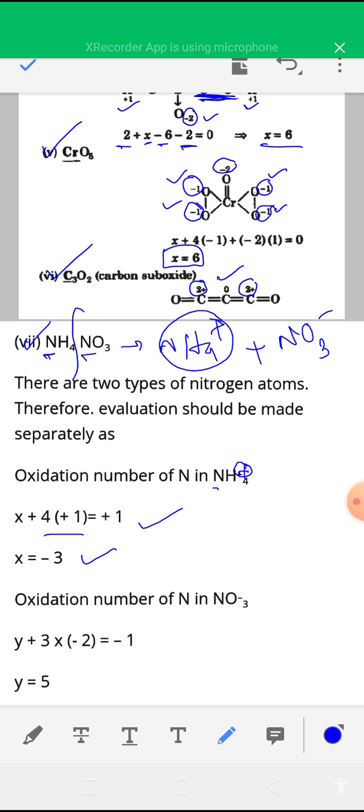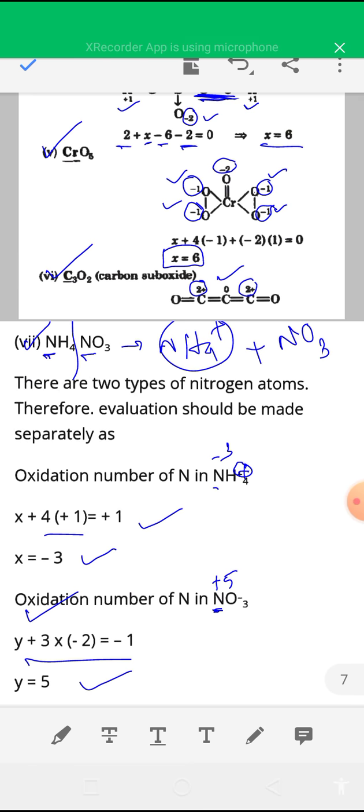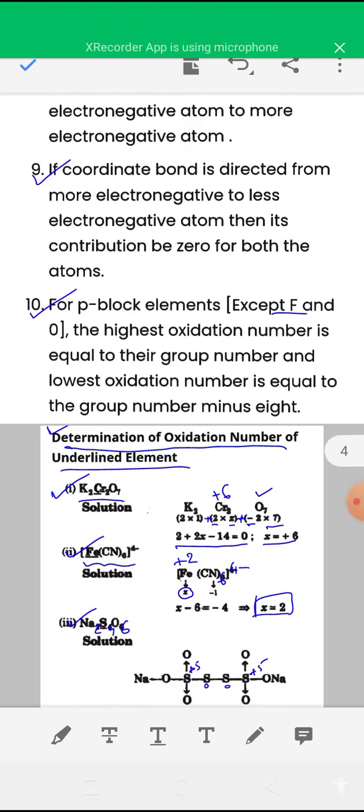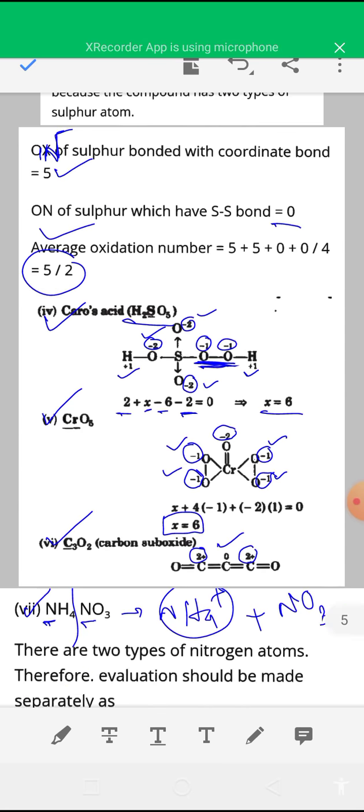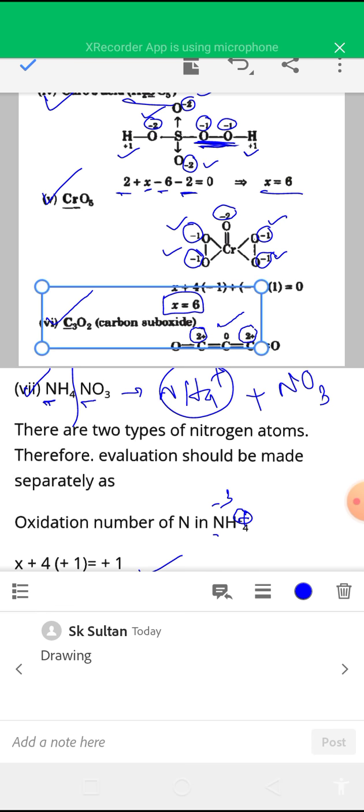So in NH4+, the oxidation number of nitrogen is -3, and in NO3-, suppose the oxidation number of nitrogen is y. So y plus 3 into -2 is equal to -1, the charge of the ion. Then y is equal to +5. So the oxidation number of nitrogen in the ion NO3- is +5. Okay, so you have to practice calculating the oxidation number of different elements in a compound. Very important.